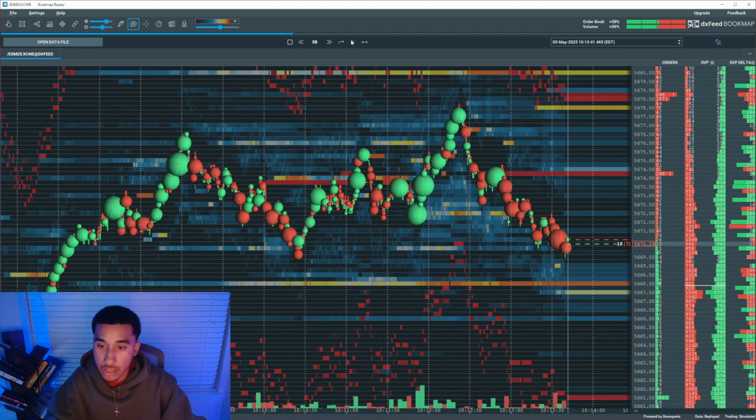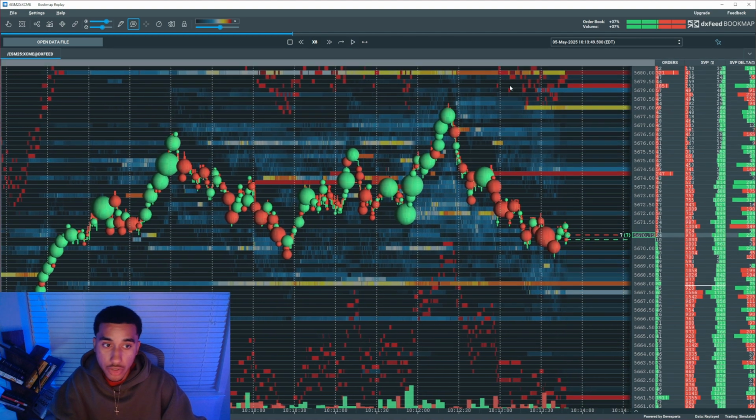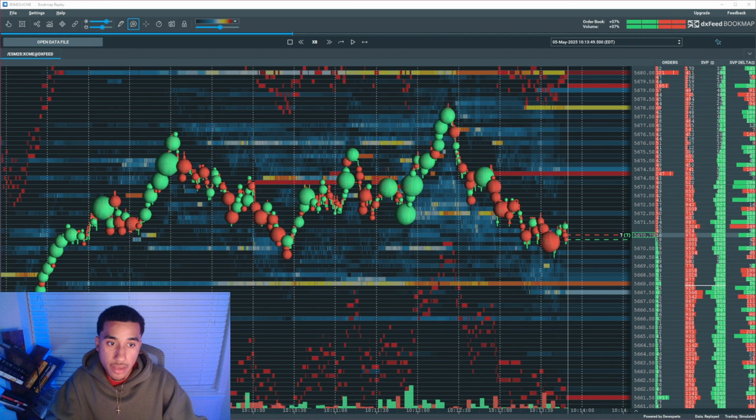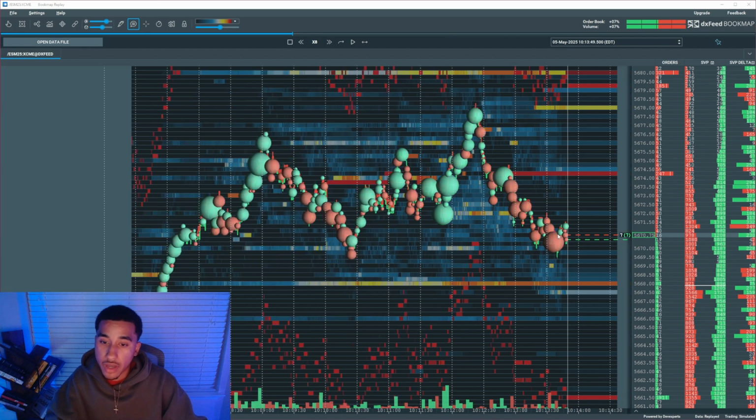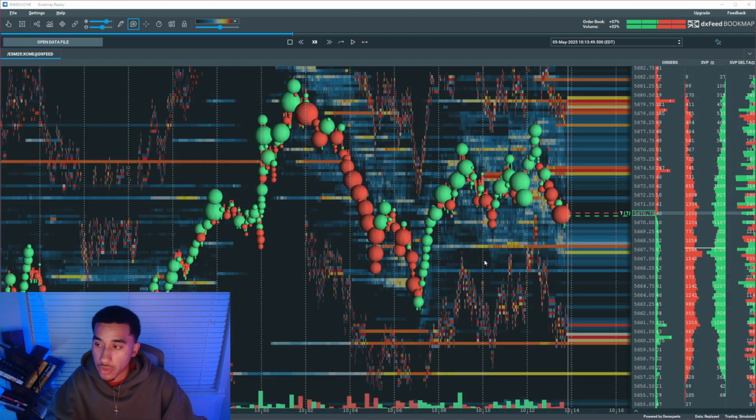But I did decide to take another trade, which was the last trade of the day. It happened at 10:14, so about to happen right now. And I took this long at 5671.25. The reason I took this long at 5671.25 is for the following reasons.